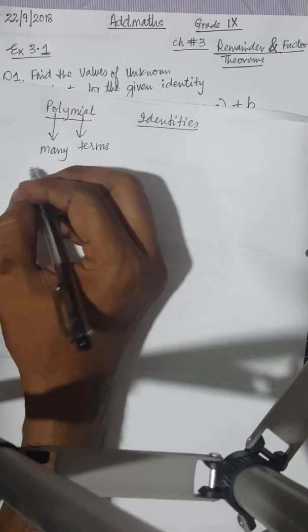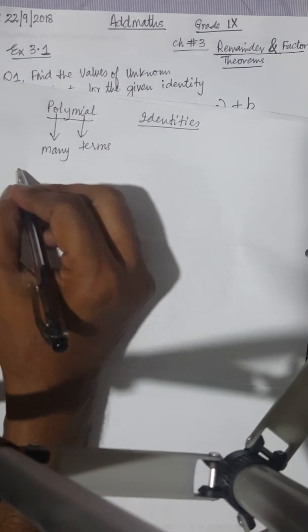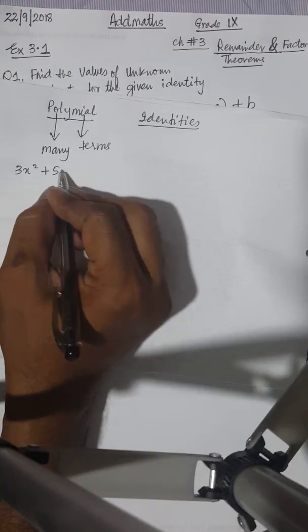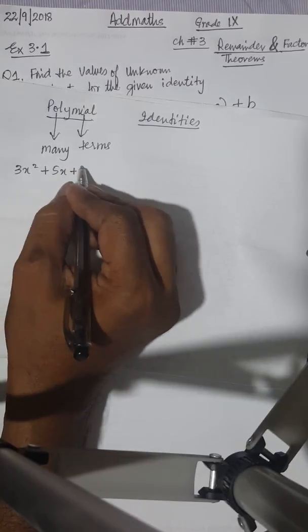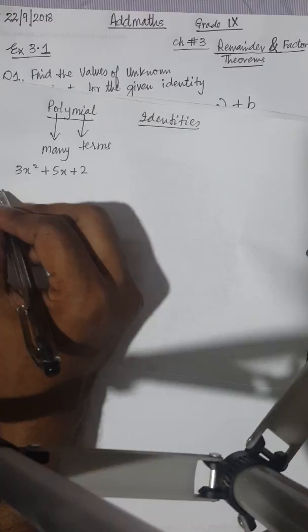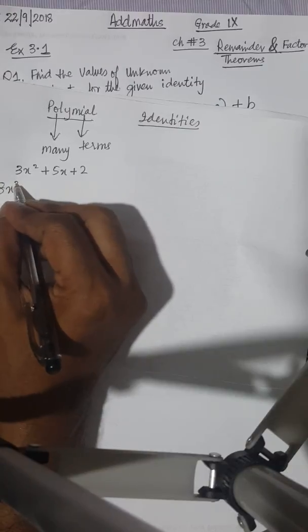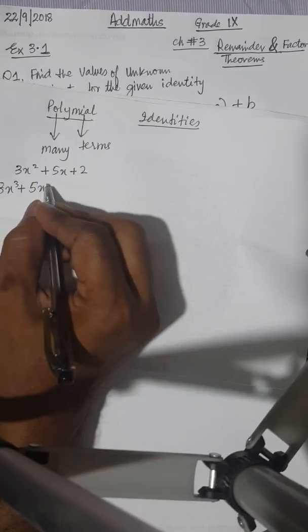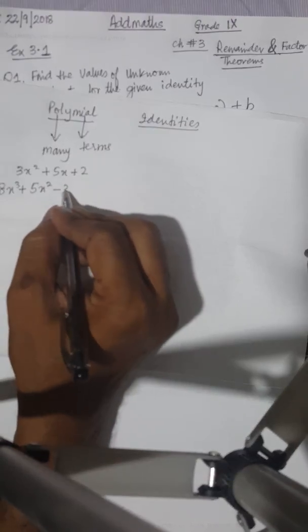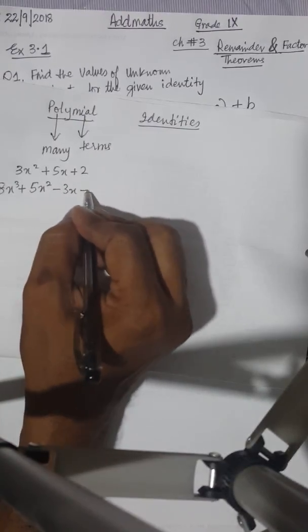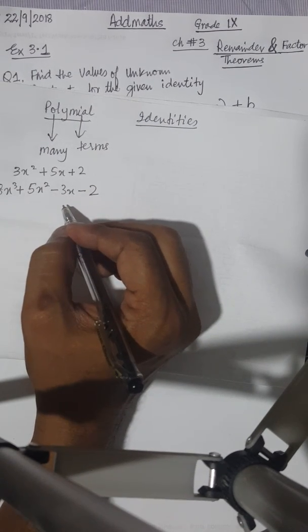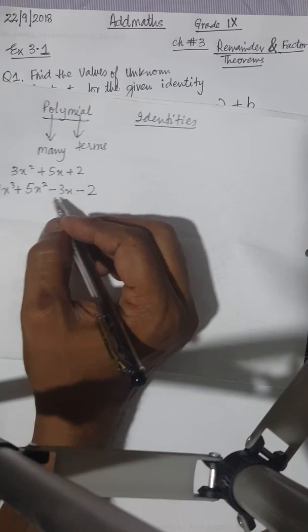Now consider a few examples of polynomials like 3x square plus 5x plus 2. Consider another example, 8x cube plus 5x square minus 3x minus 2. So these are the examples of polynomials in the variable x.